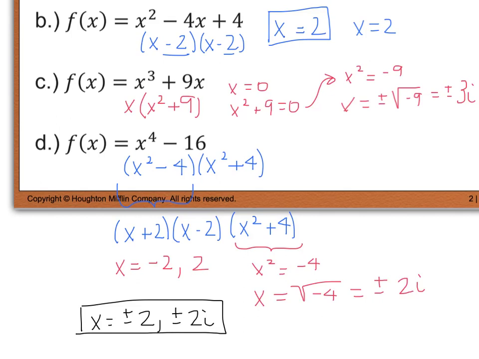So again, as you'll see, I have 4 solutions right here for a fourth degree polynomial. I found 3 zeros at x equals 0 and then plus or minus 3i for my third degree polynomial. And for part B, I have 2 zeros. Even though they're repeated zeros, I still have 2 zeros for my second degree polynomial.